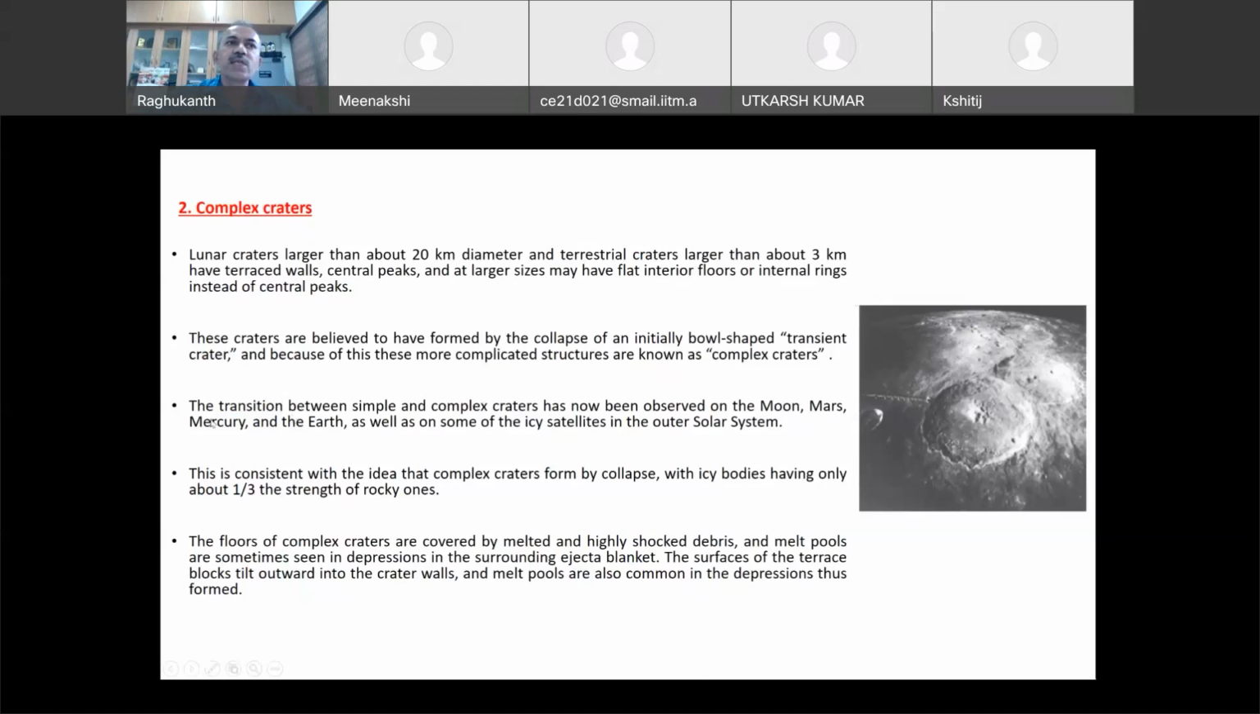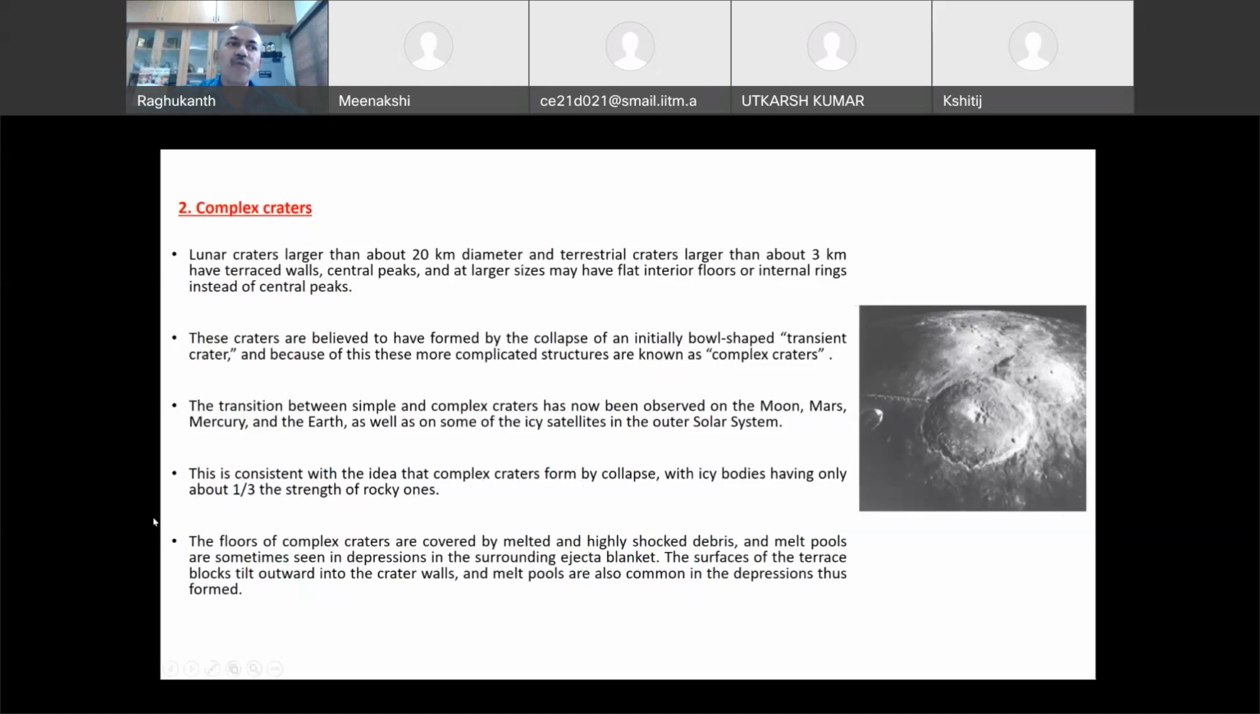So now these are transitions between simple and complex craters. This has been observed on the Moon, Mars, and other planets. And this is consistent with complex craters forming by collapse. Initially everything will be simple, but since the crater collapses because of gravity and other things, you will see these types of complex craters also.